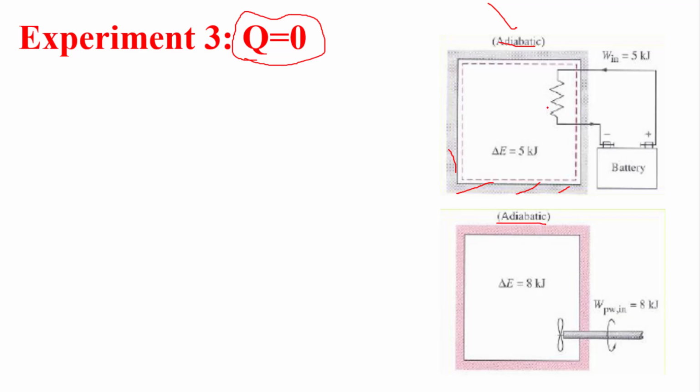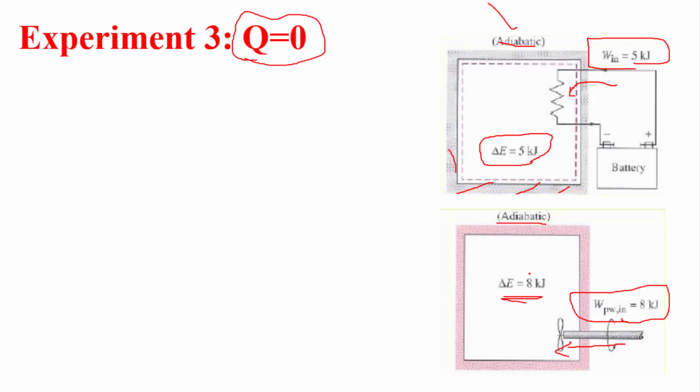In the first example, we have work entering the system in the form of electrical work. What is the amount of electrical work? 5 kilojoules. So the amount of energy change is 5 kilojoules. Here we have mechanical work entering the system. The amount of this mechanical work is 5 kilojoules. So the amount of energy change is plus 5 kilojoules.